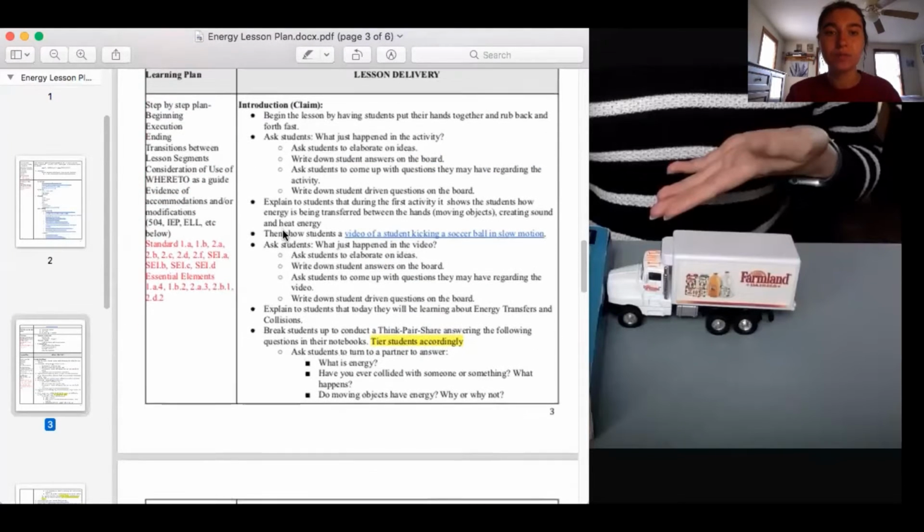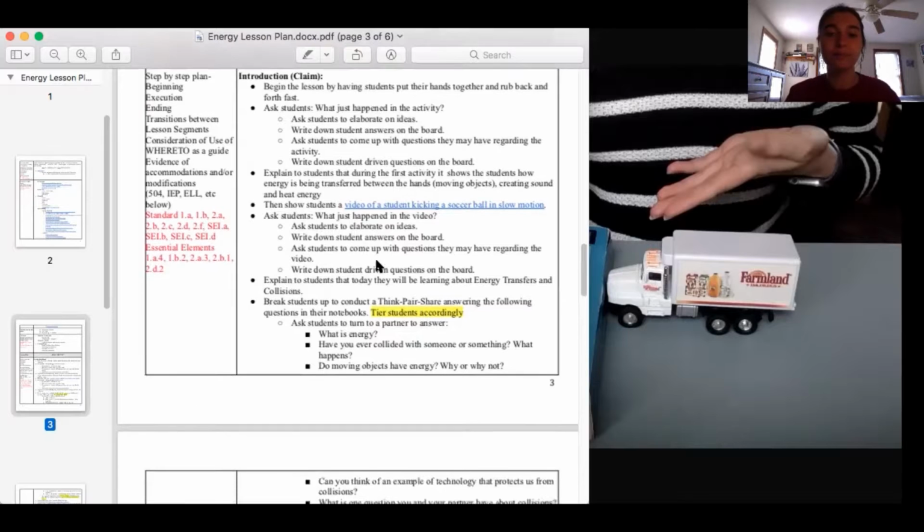In our introduction, we started with having the kids do a kinesthetic approach. They would rub their hands together, which creates energy. And then we would ask the students a question. Then we showed them a video of a student kicking a soccer ball, and we would ask them the same questions. Then they broke into think, pair, shares, and each student would be tiered appropriately.